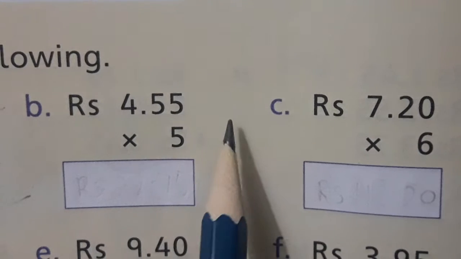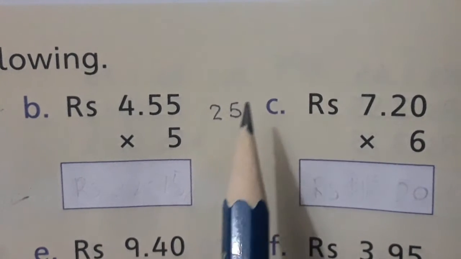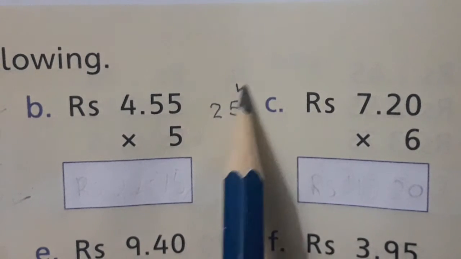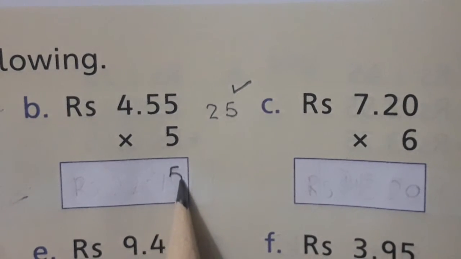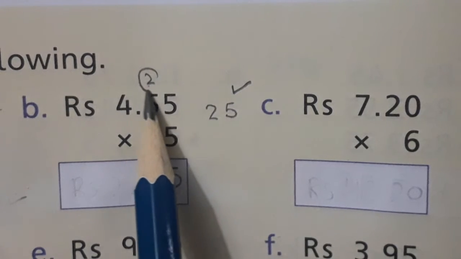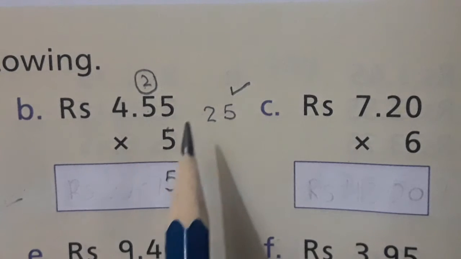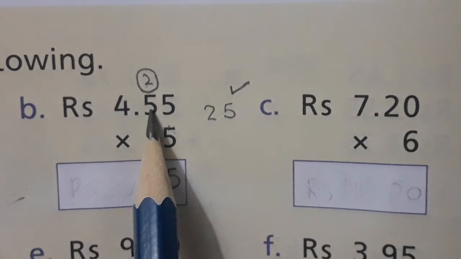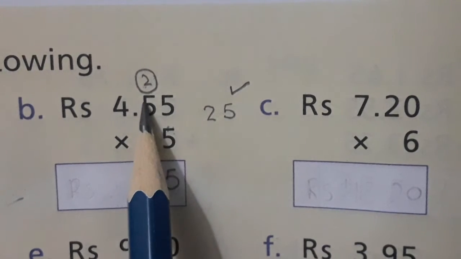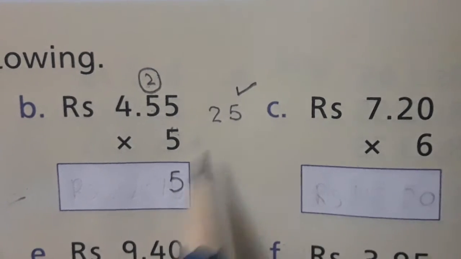5 fives are 25, so you will write 25 in your working column. Okay, so again we will choose the right digit, which is 5, and 2 will move here to the next number, so we will write 2 over here. Okay, this number is done. Now it is the turn of the second number. 5 fives are 25 again, so now we will add 25 plus 2, which is equal to 27.